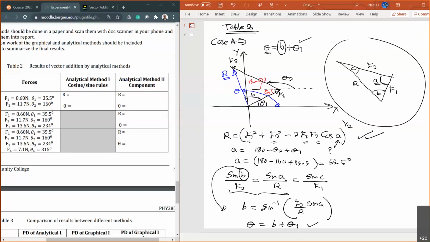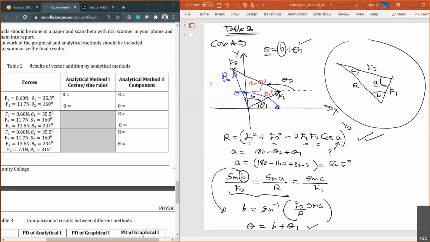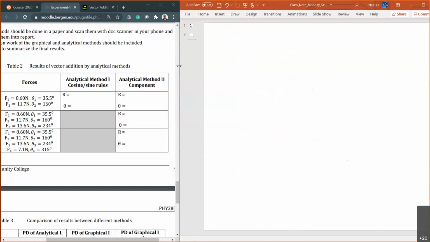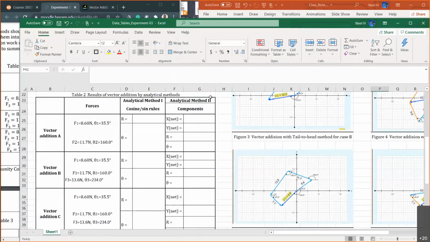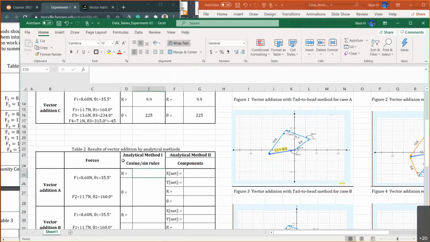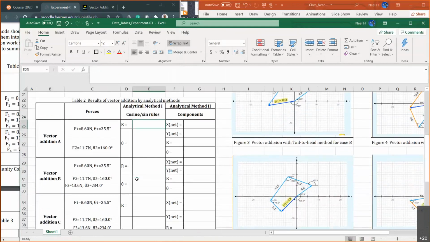Now let's do this using our Excel sheet. You can do this calculation with a calculator, but that is not our plan. Our plan is always to do this using the Excel sheet. In table number 2, I want to calculate R here. Let's do that function: equal sign, SQRT, square root, open brackets.